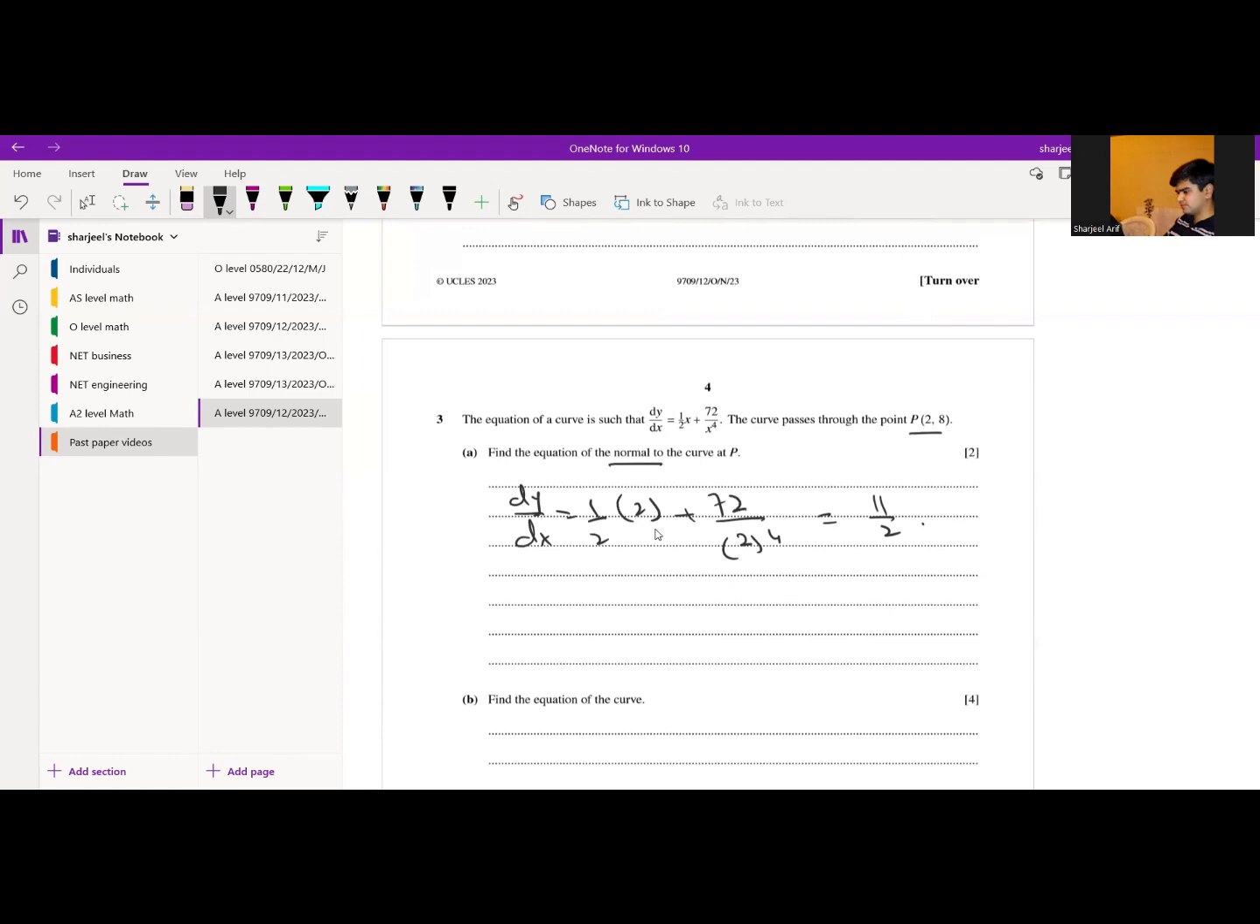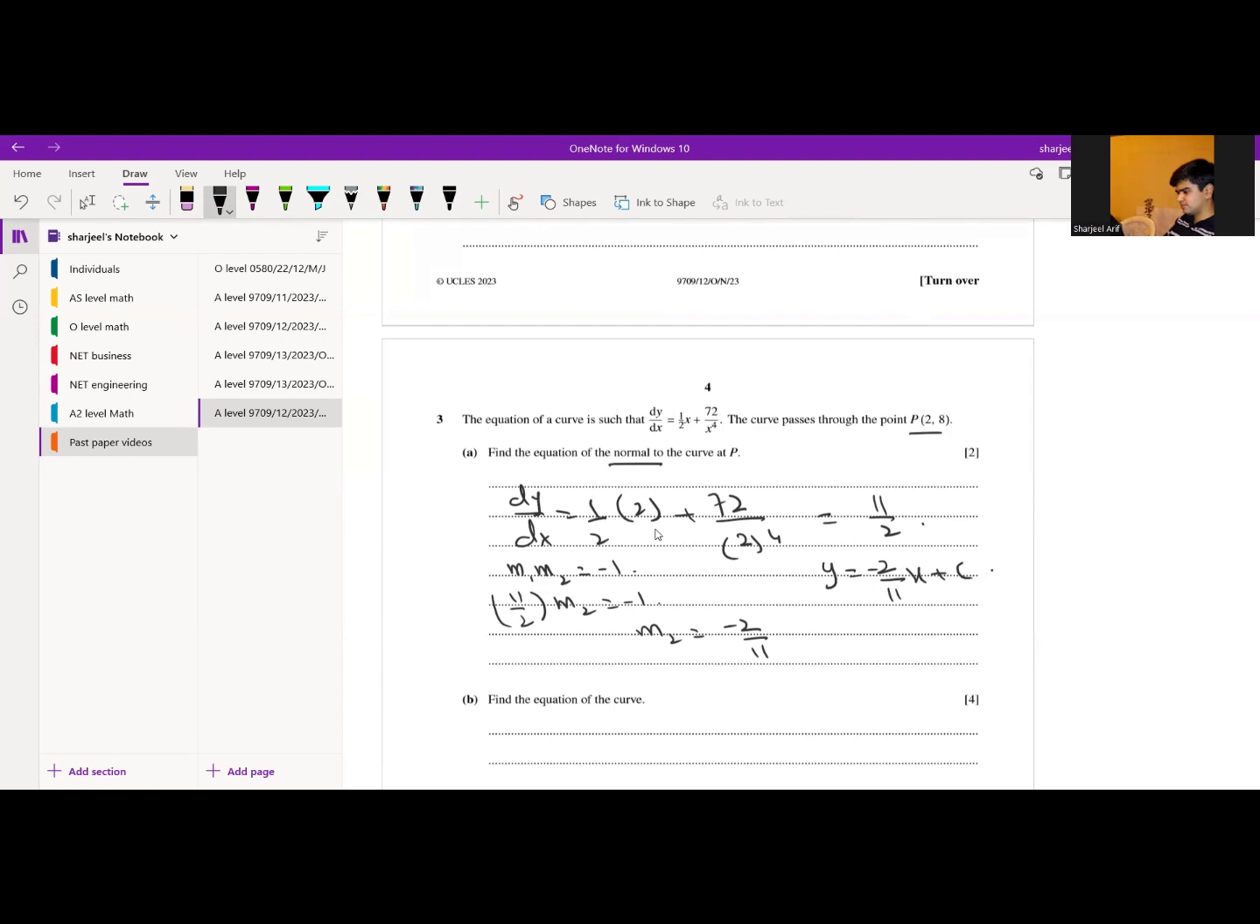So we have to find the gradient of the normal first. So we will use m1 m2 equal to minus 1. With m1 equal to 11 over 2, m2 will be equal to minus 2 by 11. So that will be the gradient of the normal. So the equation will be y equals minus 2 by 11 x plus c.